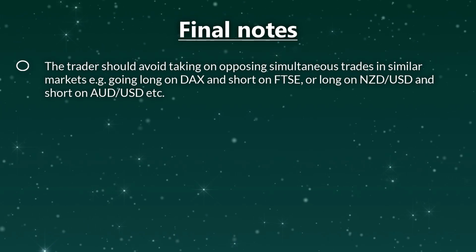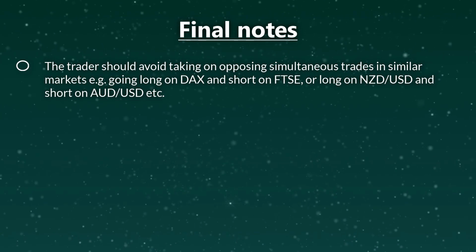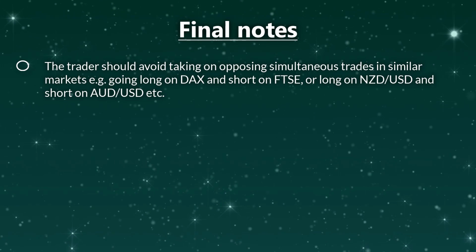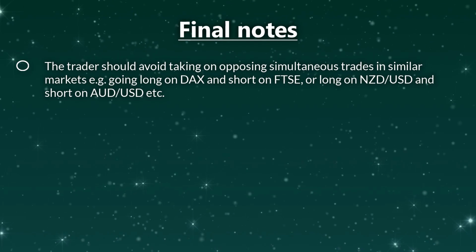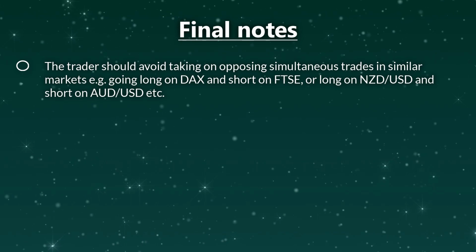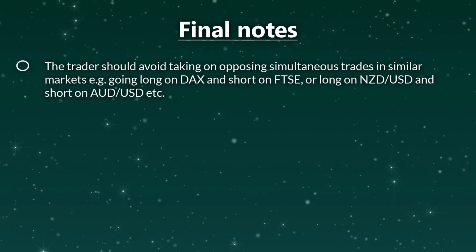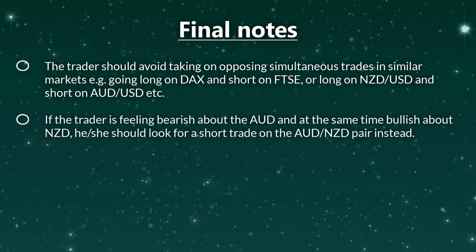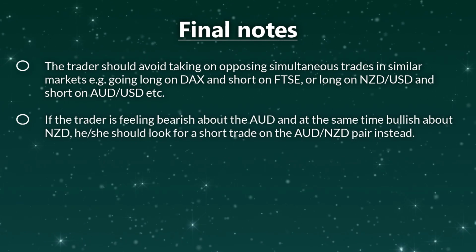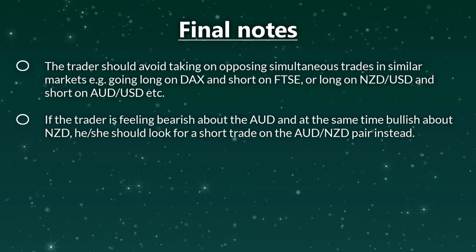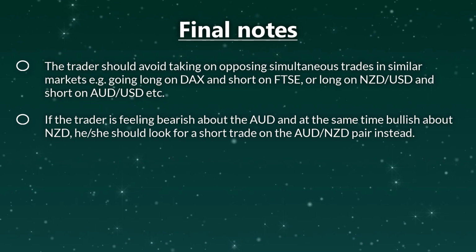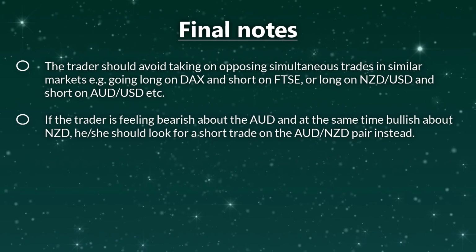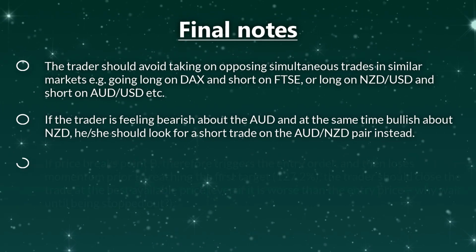The trader should avoid taking on opposing simultaneous trades in similar markets, for example going long on DAX and short on FTSE, or long on NZD-USD and short on AUD-USD, etc. If the trader is feeling bearish about the AUD, and at the same time bullish about NZD, he or she should look for a short trade on the AUD-NZD pair instead.